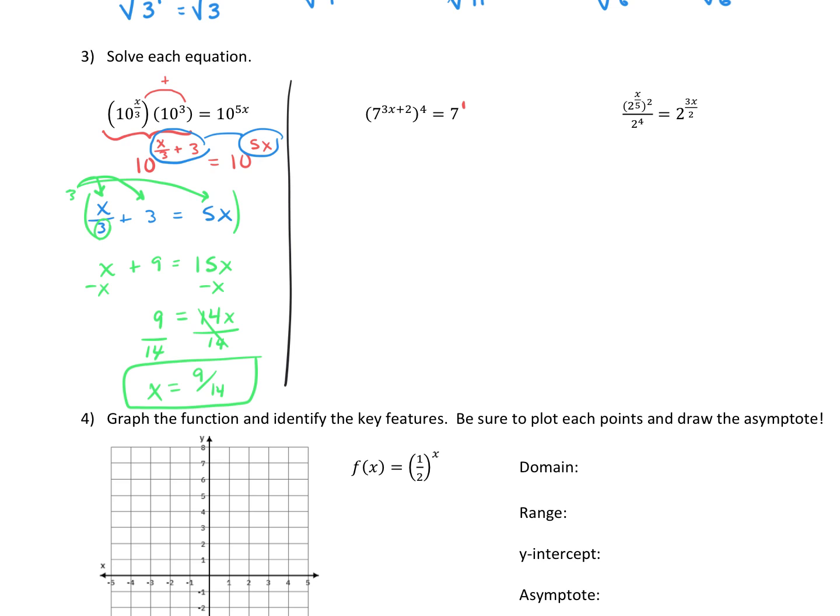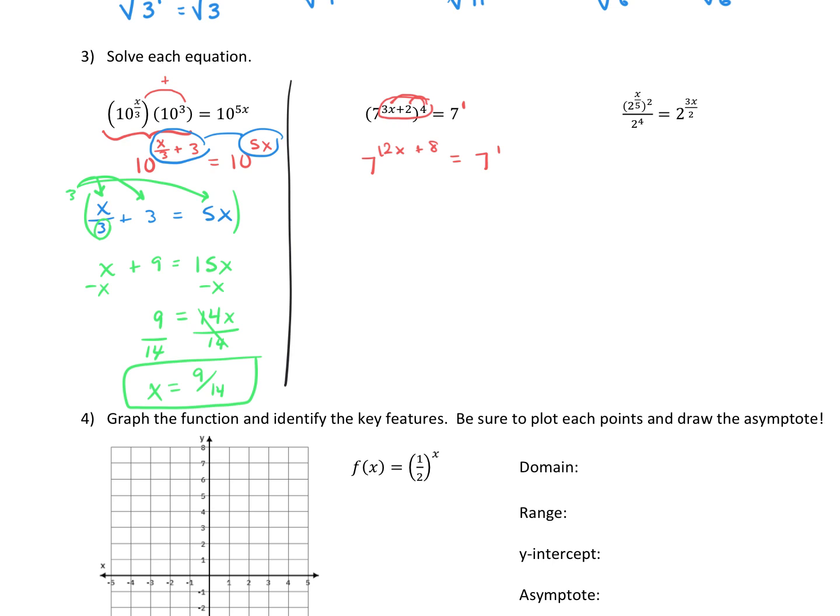All right, so we have an exponent property that says if you have a power raised to another power, it's our power to a power property, what we do is we keep our base and we multiply these exponents together. This will probably feel like distributing. The 3x plus 2 is getting multiplied by 4, which means the 3x gets multiplied by 4 to give us 12x, and the 2 gets multiplied by 4 to give us 8. I'm just going to carry down equals 7 to the first.